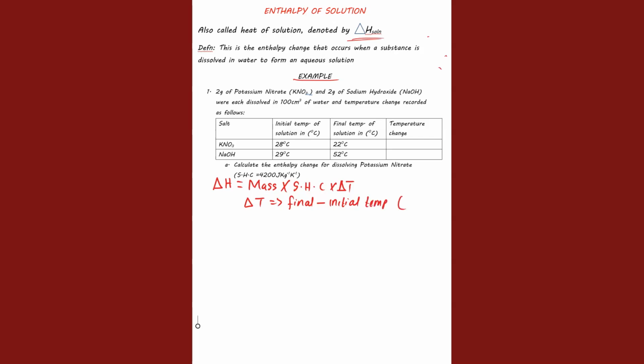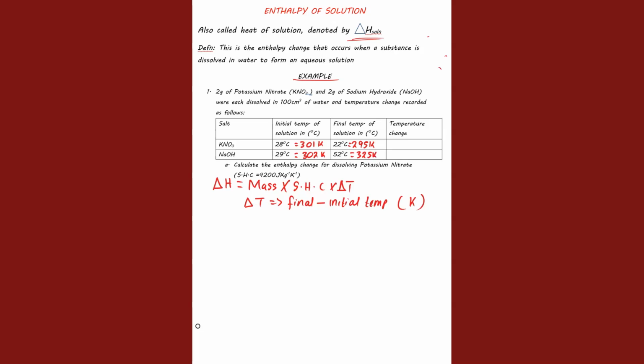And normally we use temperature in kelvins. So we are going to convert these temperatures into kelvins, then get the temperature change in each case. So 28 degrees Celsius is equivalent to 301 kelvins. 22 degrees Celsius is equivalent to 295 kelvins. 29 degrees Celsius is equivalent to 302 kelvins. 52 equals 325 kelvins.